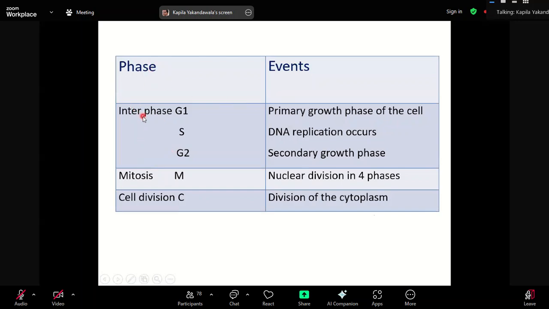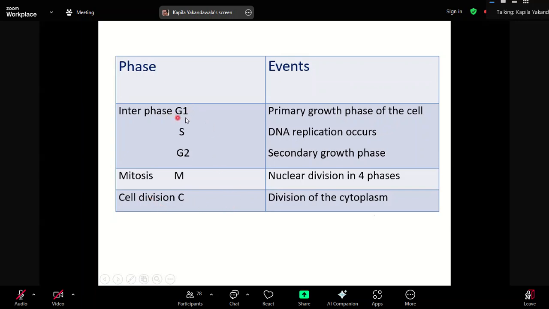Right, so this is the interphase. Interphase is divided into 3 stages: G1, S, and G2. Then the mitotic phase, the nuclear division phase, then the cytoplasm division phase, cell division. Right, interphase, mitosis phase, cell division stage.